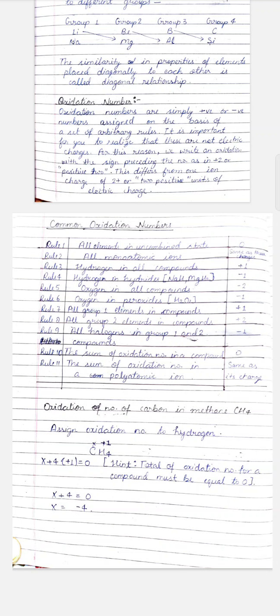Assign oxidation number to hydrogen: X plus 4 times 1 equals 0. Hint: the total of oxidation numbers for a compound must be equal to 0. X plus 4 equals 0, so X equals minus 4.